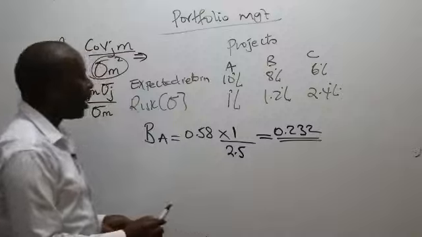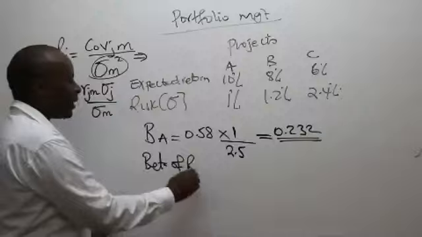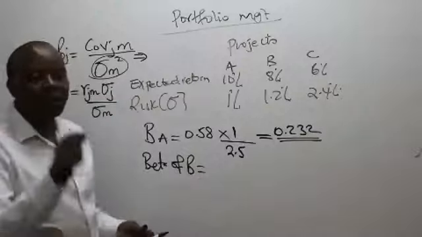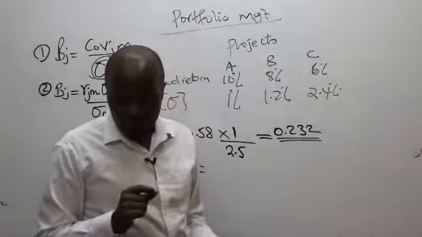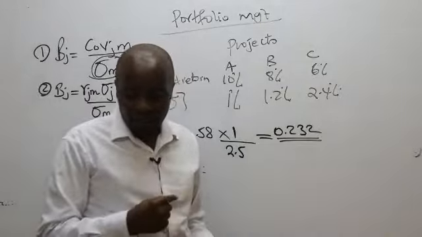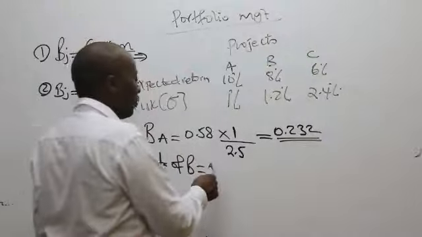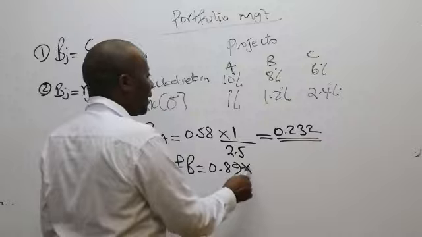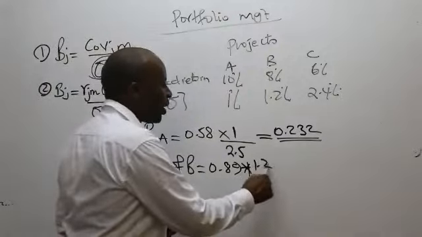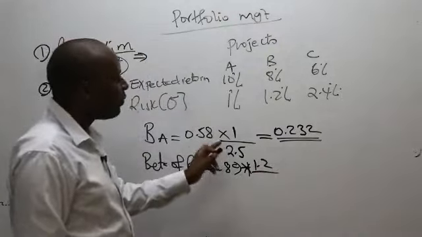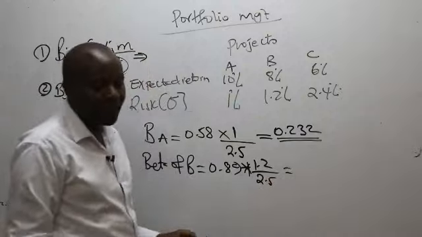How about beta of B? The same. I'm looking for the correlation coefficient of B. The correlation coefficient of B, I can see from what I deleted, is 0.89. So we have 0.89 times the standard deviation of B, which is 1.2, divided by the standard deviation of the market, which remains constant at 2.5. Could you kindly give me this answer?